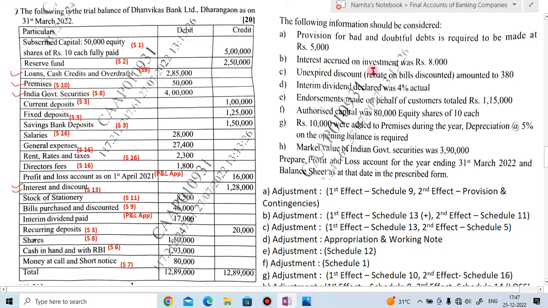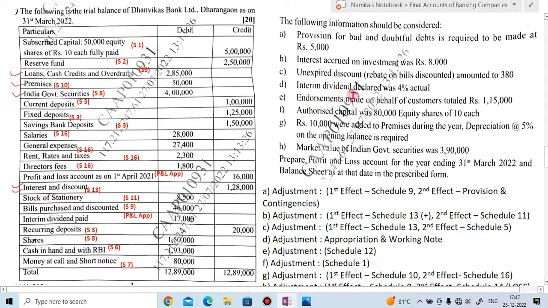Then adjustment number B, interest accrued on investment. Now interest accrued on investment means what? Interest is earned but not received on that investment. Then it will have 2 effects: first effect in schedule number 13, second effect in schedule number 11. Okay, then expired discount, which is also called rebate on bill discounted. So 2 effects: first effect in schedule number 13, and second effect will be in schedule number 5.